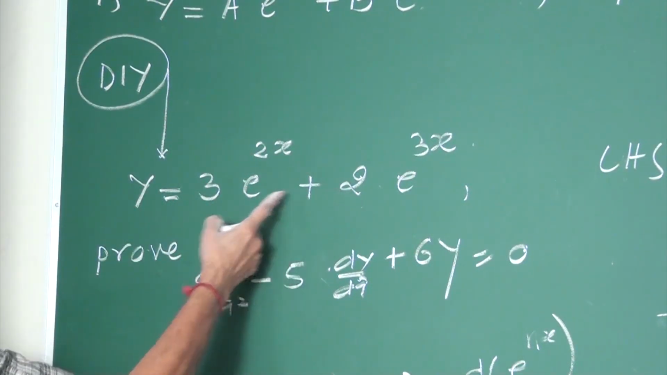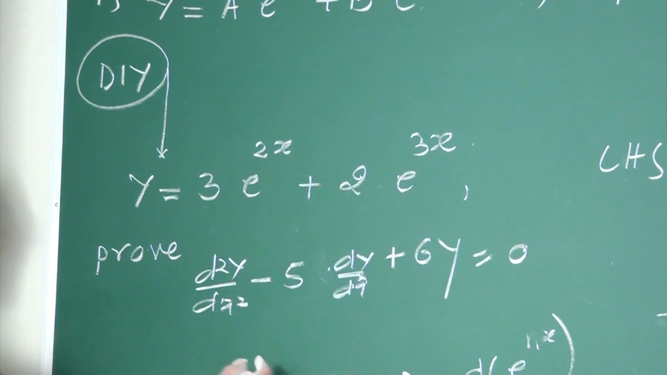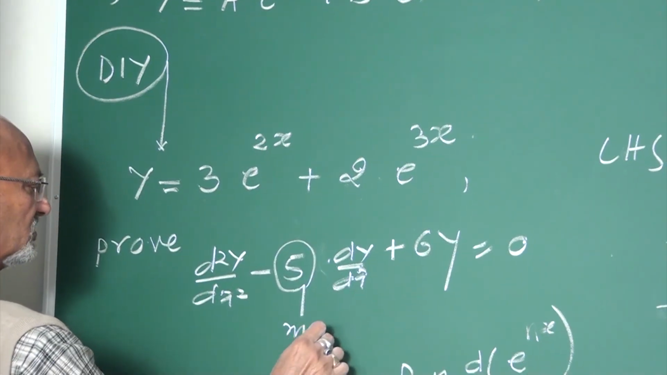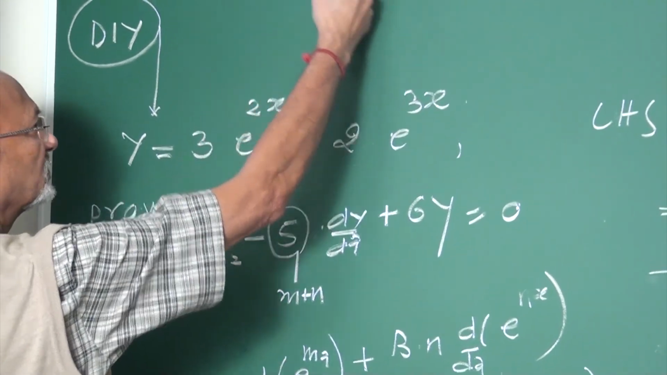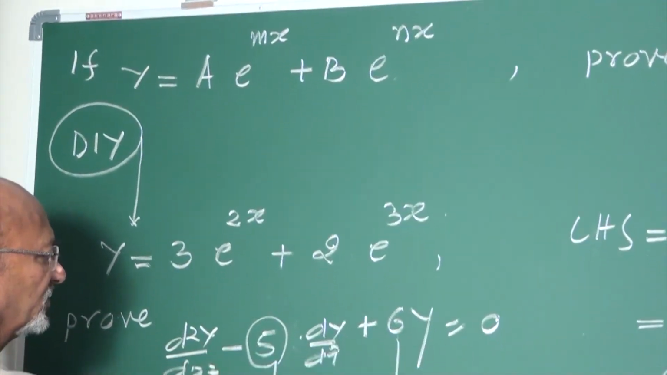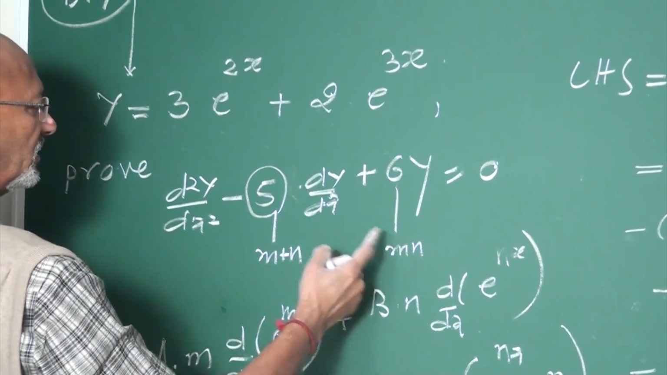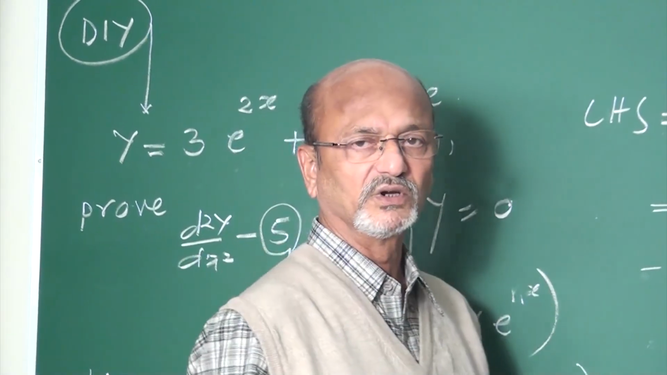Here, instead of general m and n, these are particular cases. Yes, my friend. What is this? m plus n. See here, m plus n. What is this? 5. 6 is 2 into 3, mn. Yes. On the same lines, you do it.